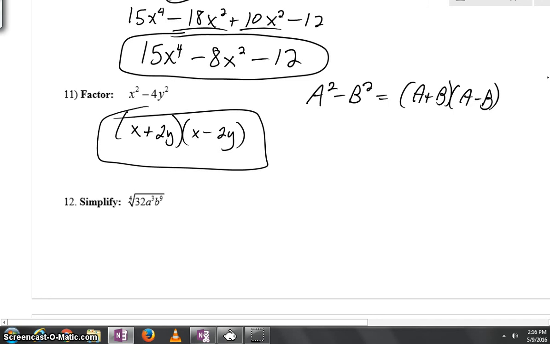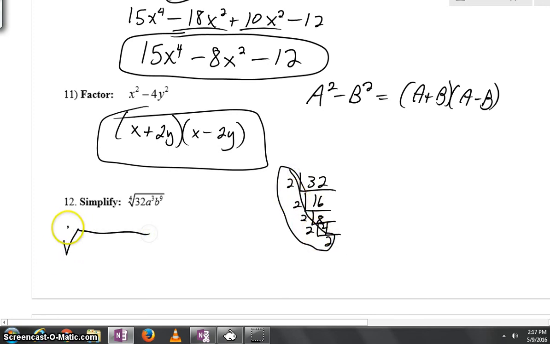As we take a look at number 12, last one on this page, let's do a little prime factorization or make a little division tree. 32, well, we can say 2 divides in. Always start with a 2. You'll get 16. 2 divides into 16, you'll get 8. 2 divides into 8, you get 4. 2 goes into 4 twice, and we stop right here. You can see there are 5 2's. And you can actually write those out.